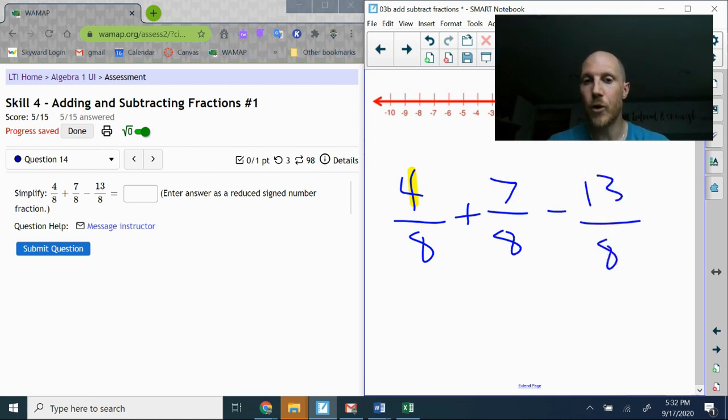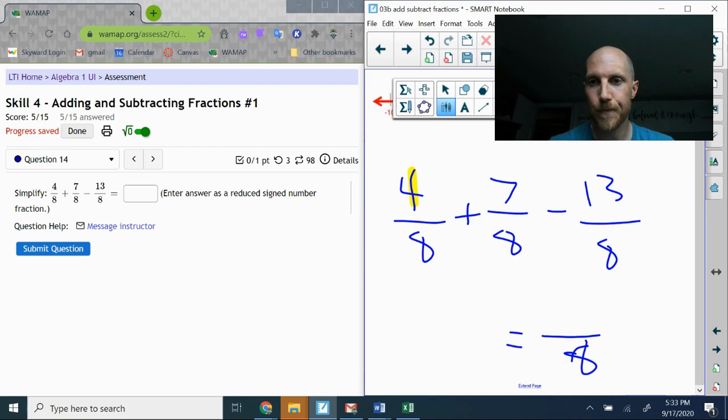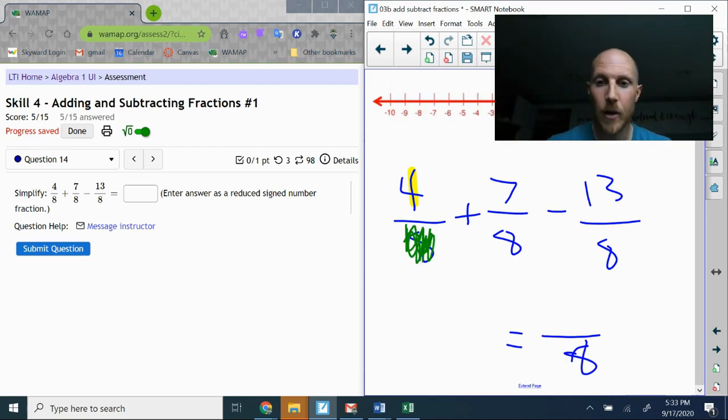Okay, so the denominators are all 8. So I know my final answer is going to have a denominator of 8. And now I can simplify this problem. I can get rid of the denominators. I don't need to pay attention to them right now. What I need right now is to start at 4 on the number line.